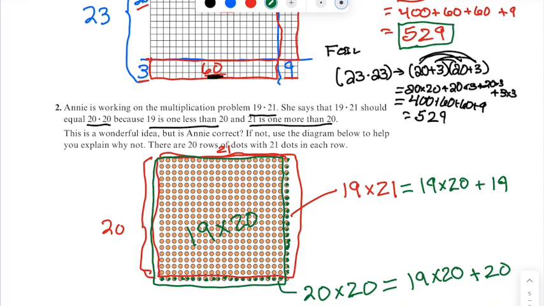So what's the difference here, right? Both of them have that 19 by 20 part in common, but our actual answer, which is up here, the 19 by 20, only has a plus 19, whereas the 20 by 20 case has this plus 20. So it turns out that Annie will add one more dot than we want. And so that's why drawing our picture is always helpful in solving these sorts of problems.